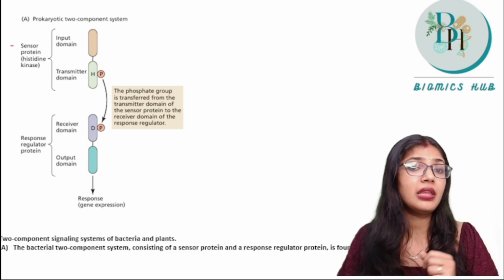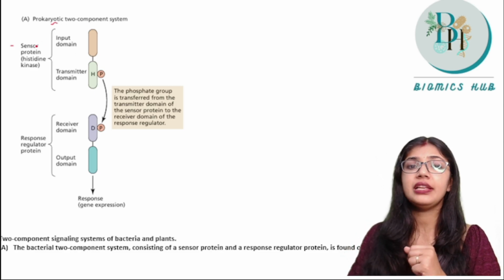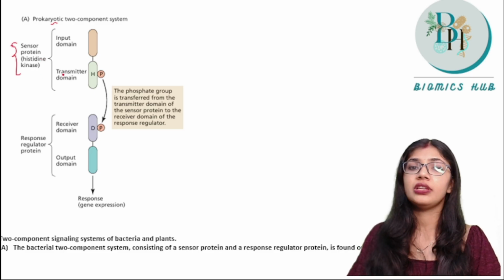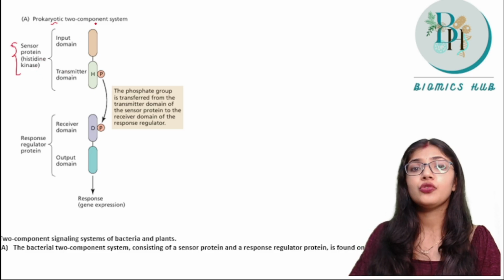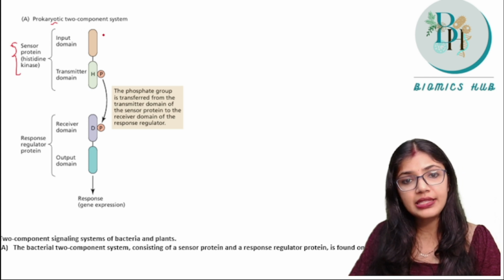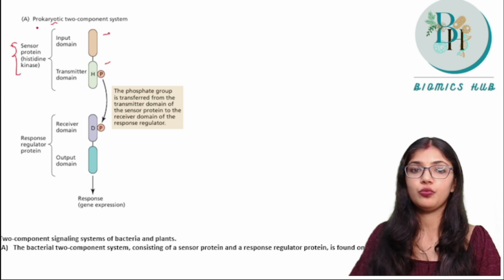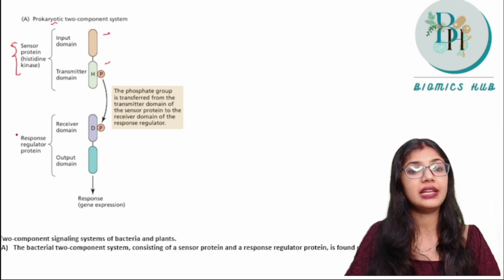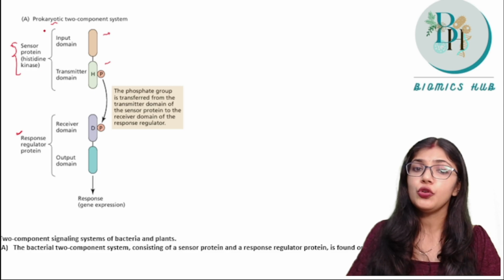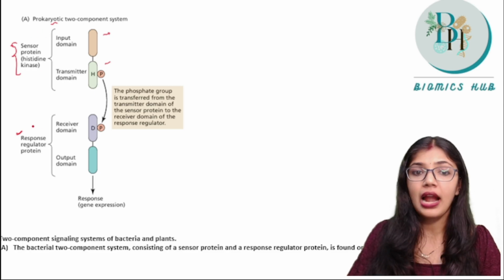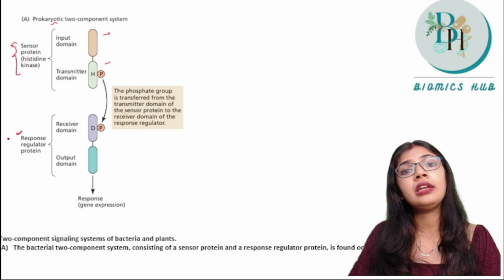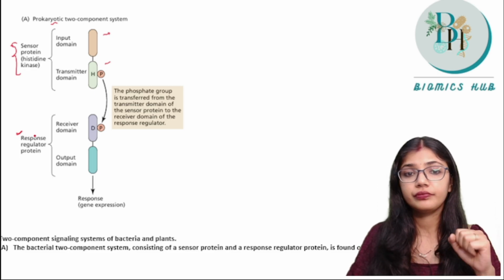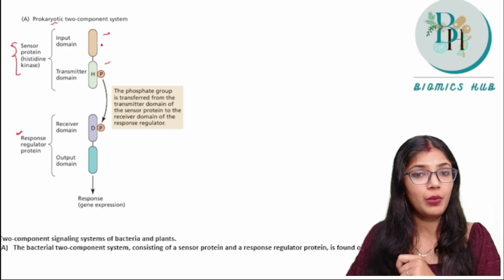So in the prokaryotic two-component system, there is a sensor protein. In the sensor protein, there is a histidine kinase which is present. In this protein, there is an input domain and a transmitter domain. The other protein present in the prokaryotic two-component system is the response regulator protein. So the sensor protein senses, and the response regulator protein gives the response after the sense is taken by the input domain.